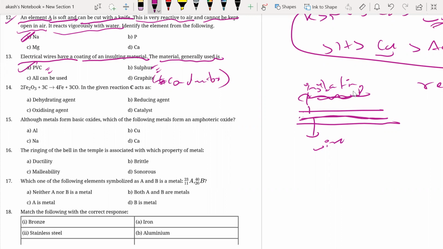Fine. Now look at this question, the 14th question. Fe2O3 plus C gives Fe plus CO. In the given reaction, C acts as what? We all know what is oxidation, what is reduction, what is an oxidizing agent, and what is a reducing agent. Now look at this reaction and tell me properly what is happening to Fe2O3. Is it getting oxidized or reduced? Look at the equation carefully and tell me.